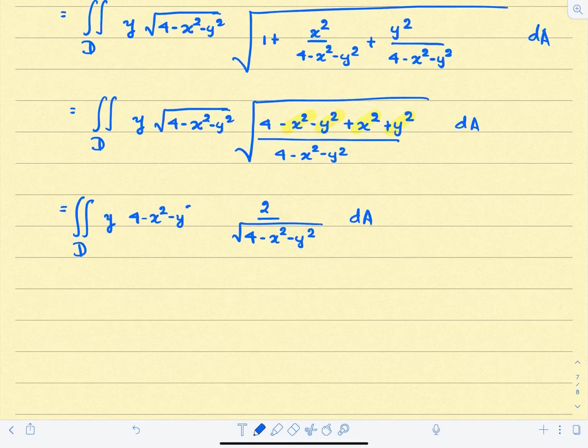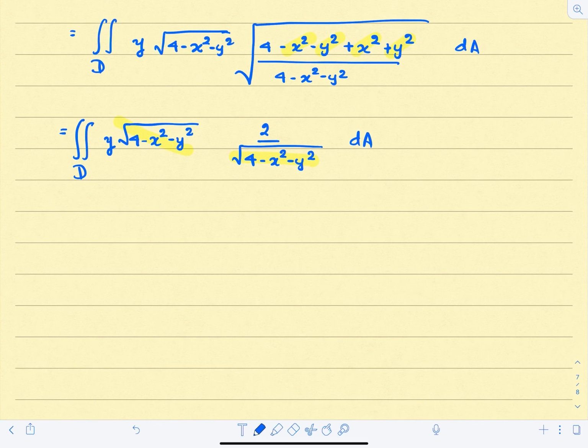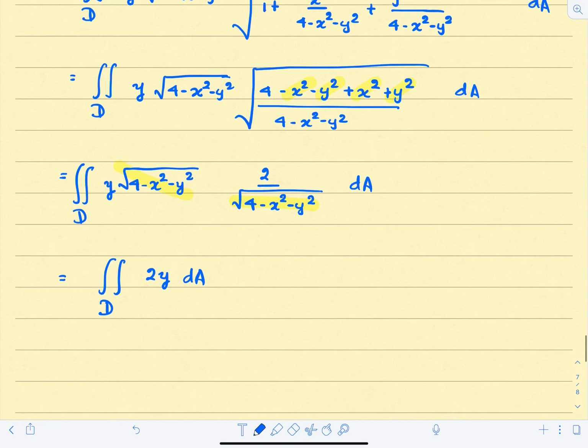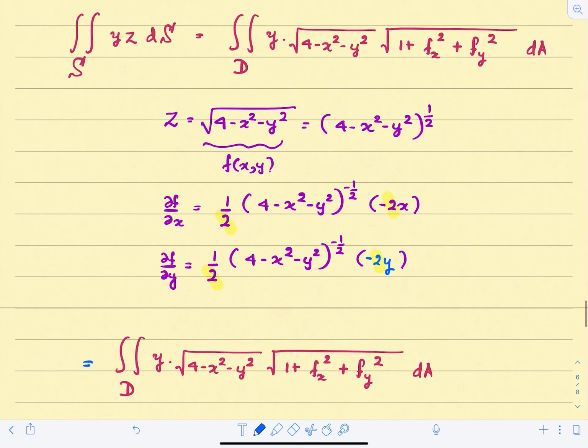And as you can see, now we can cancel this term with this one. So basically we want to integrate 2y over the domain D. Now your domain D is on the xy plane. So let's consider the shape of this domain D.